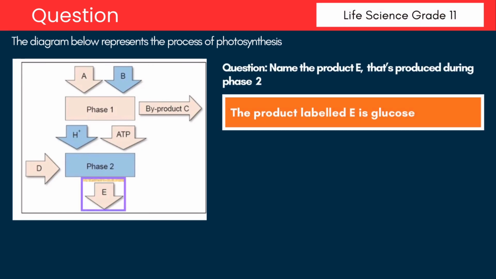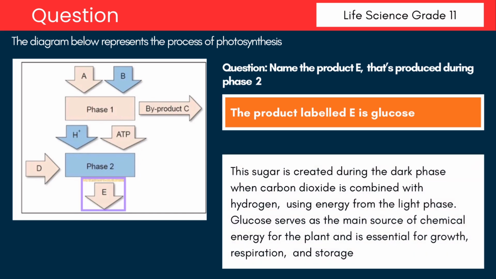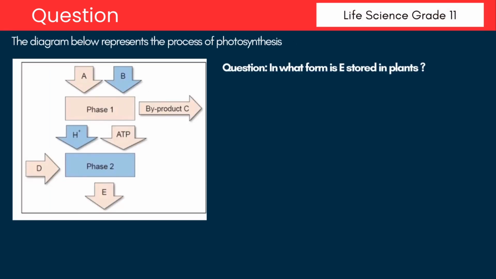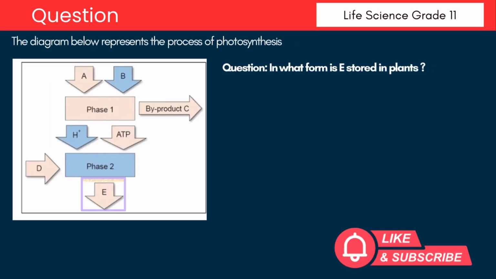Question: name the product E that's produced during Phase 2. The product labeled E is glucose. This sugar is created during the dark phase when carbon dioxide is combined with hydrogen, using energy from the light phase. Glucose serves as the main source of chemical energy for the plant and is essential for growth, respiration, and storage.